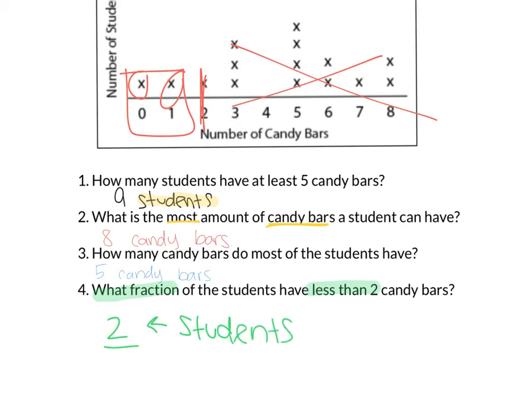And now we have to find the denominator. So we know that the denominator, if we're doing a bar graph, would be the total amount of pieces. Now it's the total amount of X's. So we have 1, 2, 3, 4, 5, 6, 7, 8, 9, 10, 11, 12, 13, 14, 15. So 2 over 15.